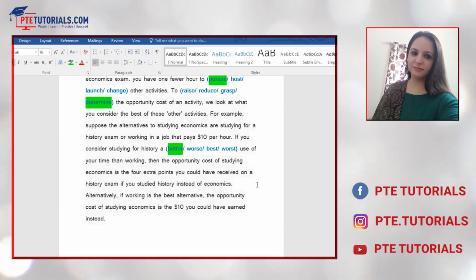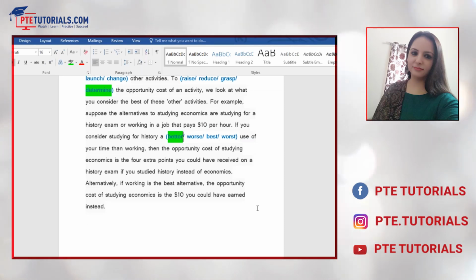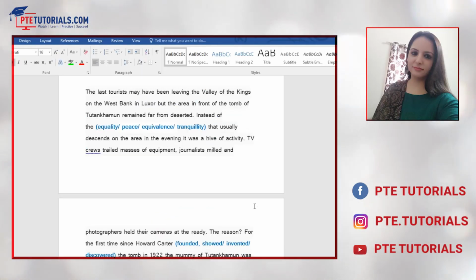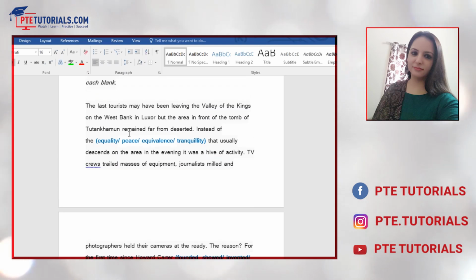Then next, the last tourists may have been leaving the valley, blah blah blah. But the area in the front of the tomb of Tutankhamun remained far from deserted. Instead of the dash that usually descends on the area in the evening, it was a hive of activity.